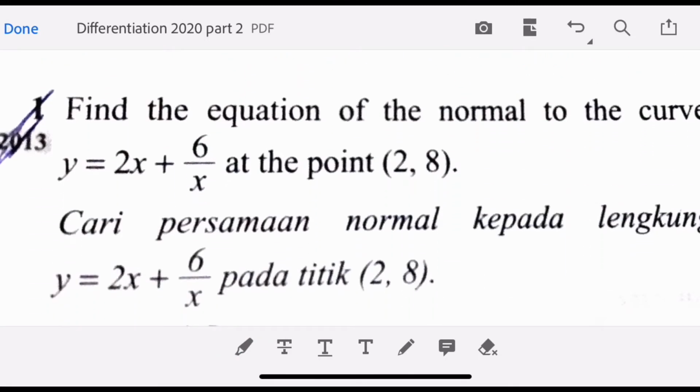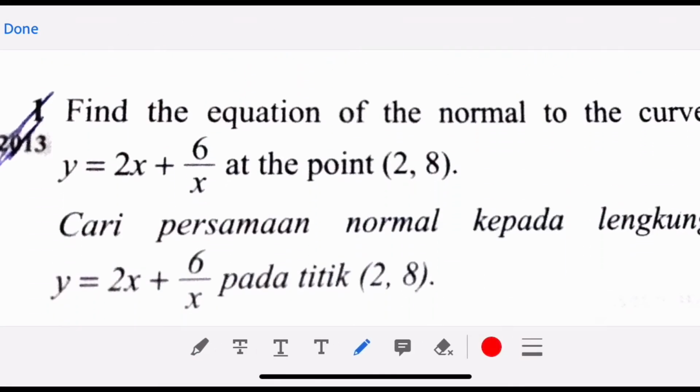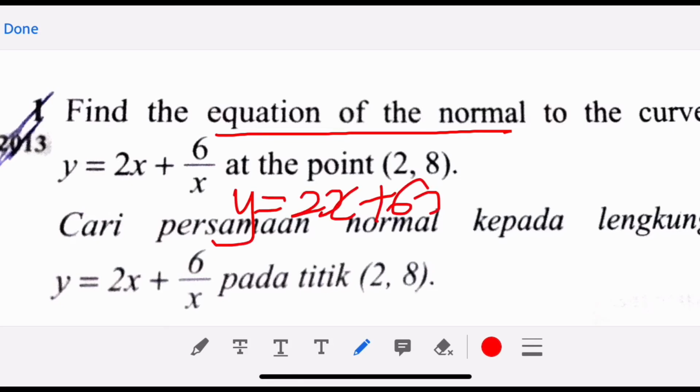Okay, let's see this question. Find the equation of the normal to the curve. So whenever you see equation of normal, you underline. Normal and tangent are very, very important. So when you see normal, you just label as m2. You need the gradient of normal.